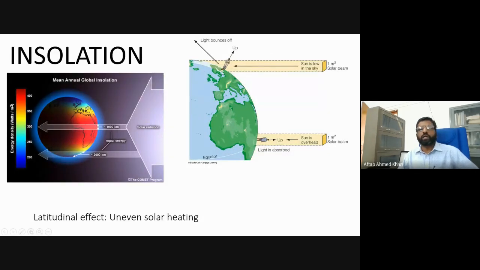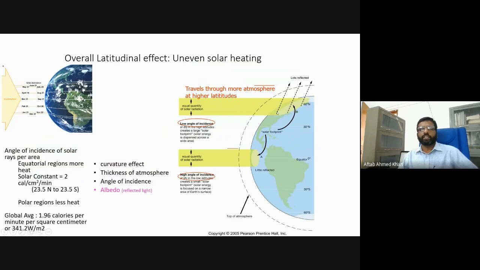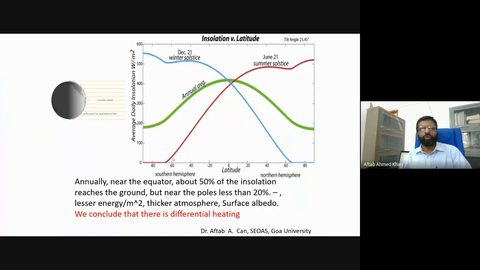To make it clear, there are regions on the Earth's surface which have a higher energy density, while the polar regions have lesser density. As a result, the amount of light reaching the surface over here is almost twice that at the polar region on an annual average. But sometimes over the polar regions it is 0 whenever there is winter. So this differential heating depends on curvature effect, on thickness of the atmosphere, on angle of incidence, as well as on albedo. Albedo is basically the reflectivity of the Earth, which is 96% at the poles if there is snow present, and otherwise for Earth it is 4%.